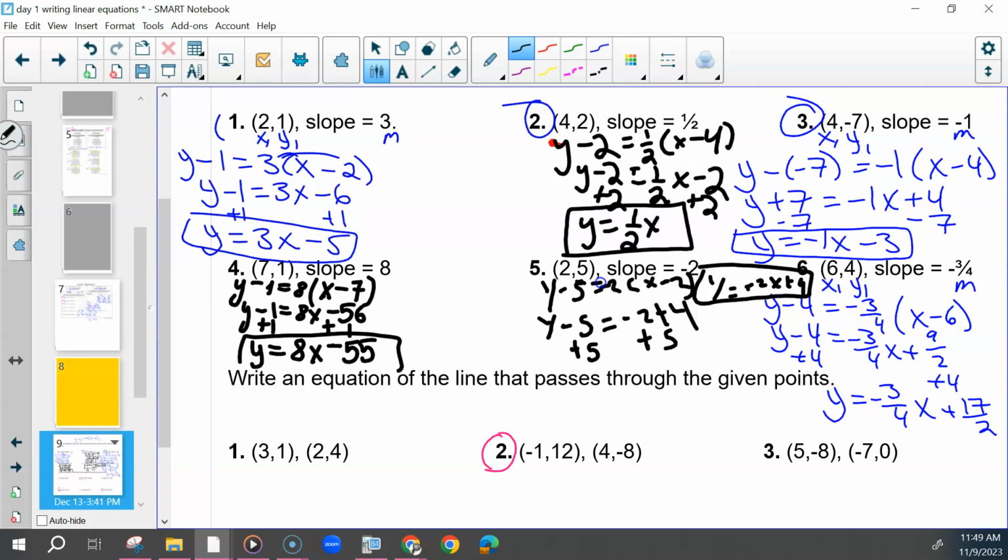Okay, so if you also got, which most of you did, y equals 1/2 x, y equals negative 2x plus 9, and y equals 8x minus 55. Those are good. Good enough. Did we have any questions about that? No.